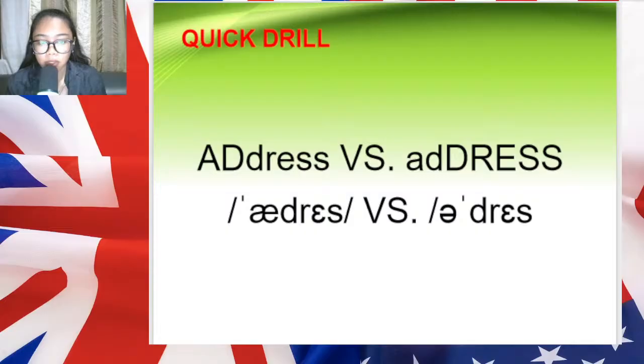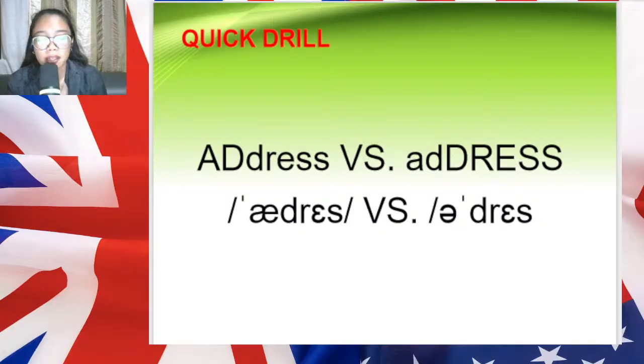So, what do you think? Which of the two versions of pronunciation of this word is referring to location? Yes, this is the first one, address, with a stress on the first syllable. Because when we talk about location, we are referring to a name, right? And a name is considered as what in parts of speech? It is a noun. Okay?